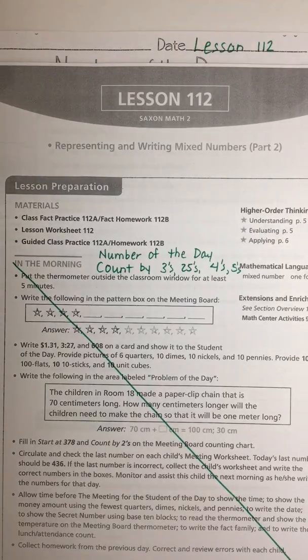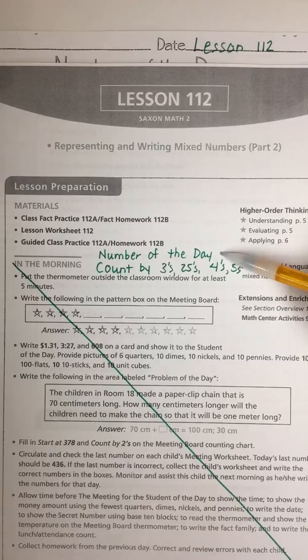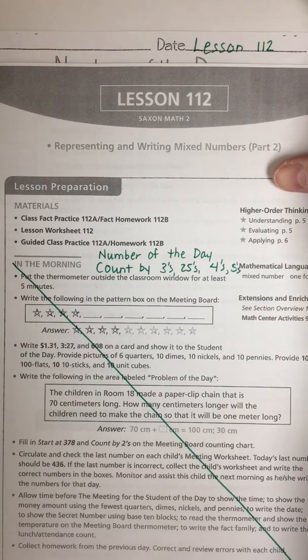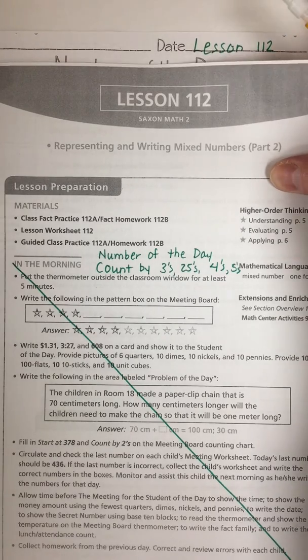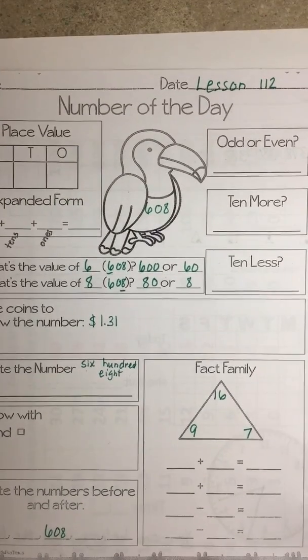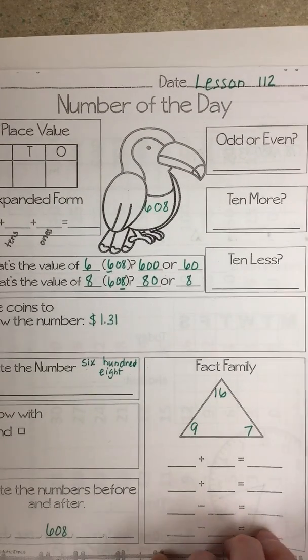Math Lesson 112, Representing and Writing Mixed Numbers, Part 2. You'll start with the number of the day, counting by 3s, 25s, 4s, and 5s, and doing the times 5 flashcards. Your number of the day looks like this, and there's 2 sides.